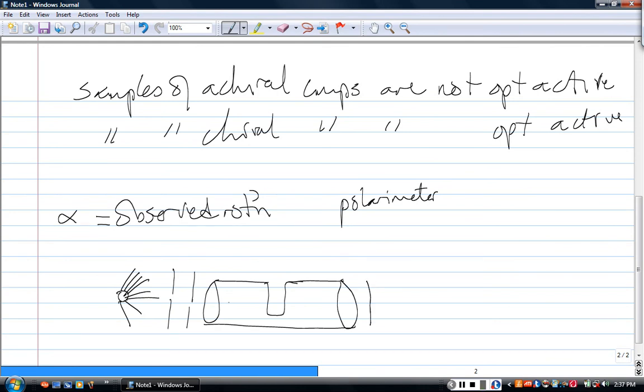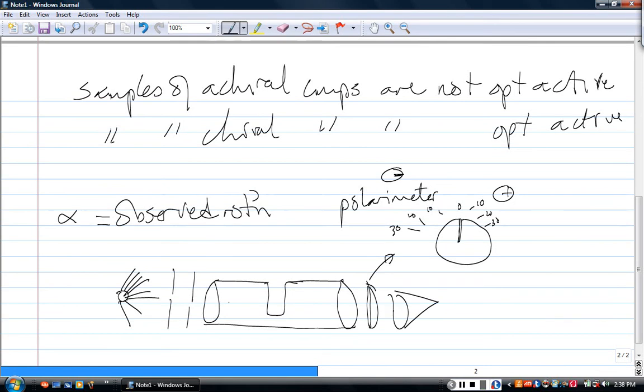Then here there would be a dial. I can't draw this really well, but what this actually looks like would be something like this. It would be like a circle with a tiny slit in it, and then above it there would be 0, 10, 20, 30 degrees, and then 10, 20, 30 degrees, and this is plus for clockwise and minus for anti-clockwise. And you'd put your eye here.